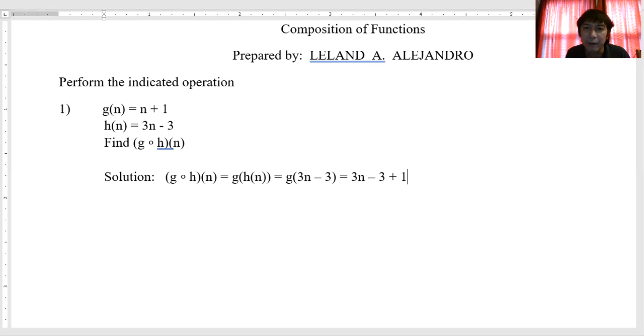We call this the rule, and this will now be 3n minus 2. So this is equal to 3n minus 2, and this is actually the required answer. This is the equivalent of this one, so you can write this left side here, and this is equal to 3n minus 2. That's the way to get the answer. That goes to our first number. All right, let's try another example.